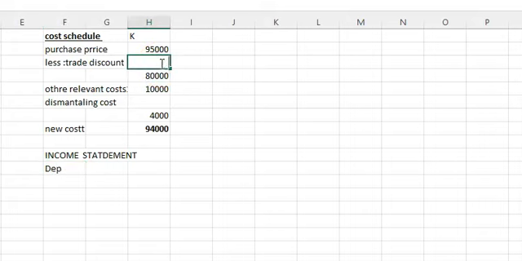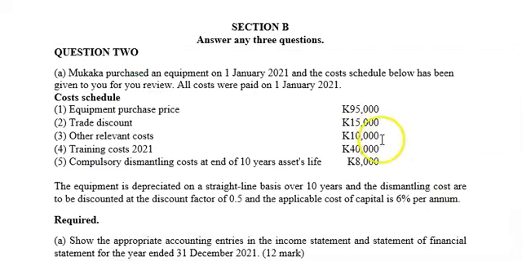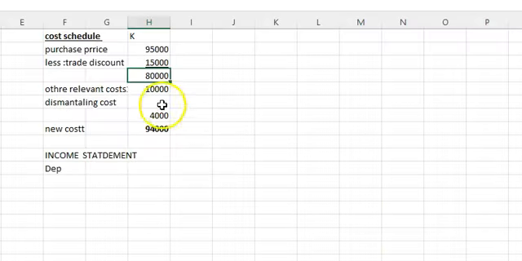So we have 15,000. Okay, we get 80,000. So now we add any other relevant costs. We are told that 10,000 were other relevant costs. So we add. That's why we have this one here, 10,000. So when we add that, we'll get.